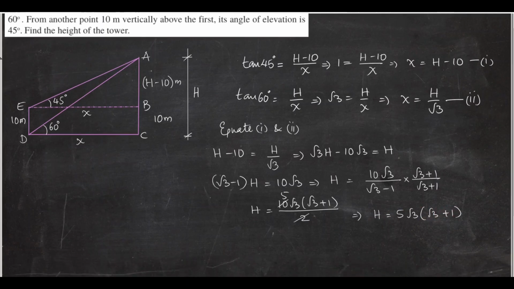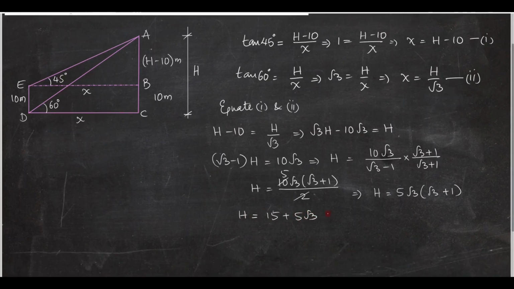We can open the brackets, and 5 root 3 times root 3 becomes 15 plus 5 root 3. If you multiply 5 times root 3, you would get 8.66, and therefore the total height of the tower is 23.66 meters, which is your final answer.